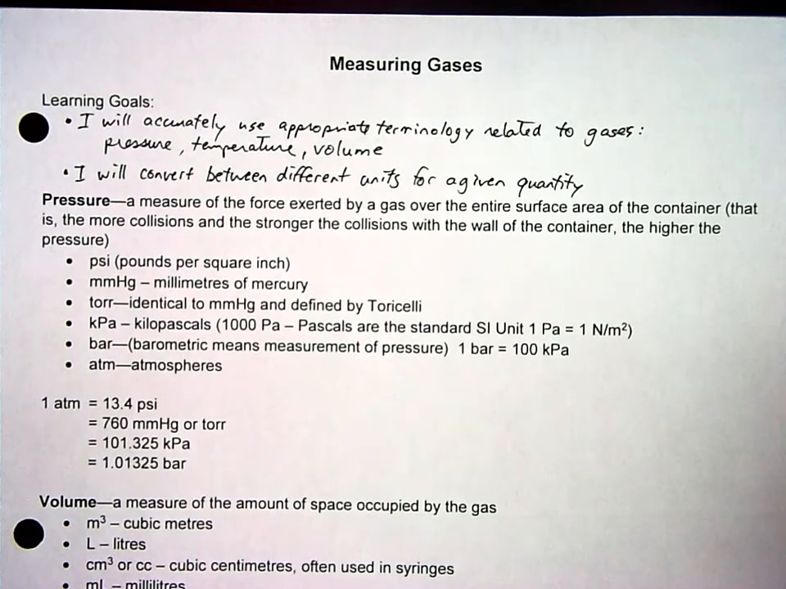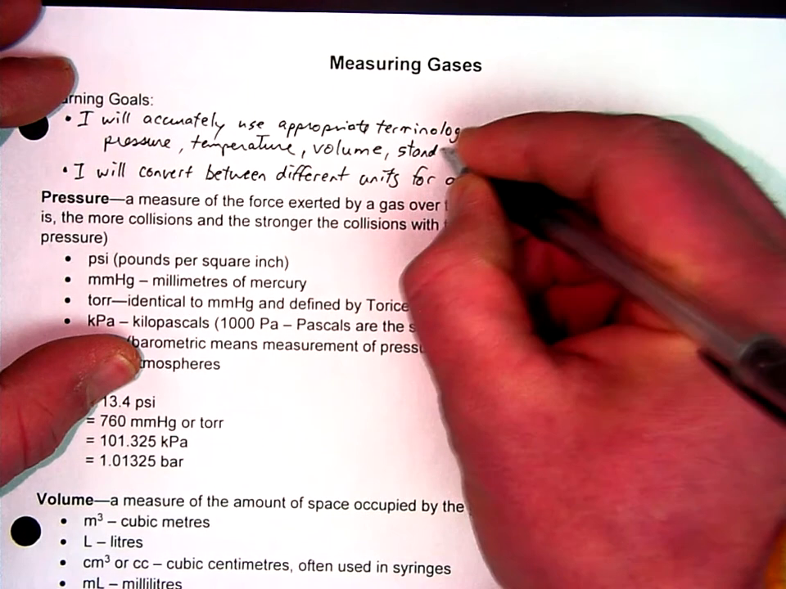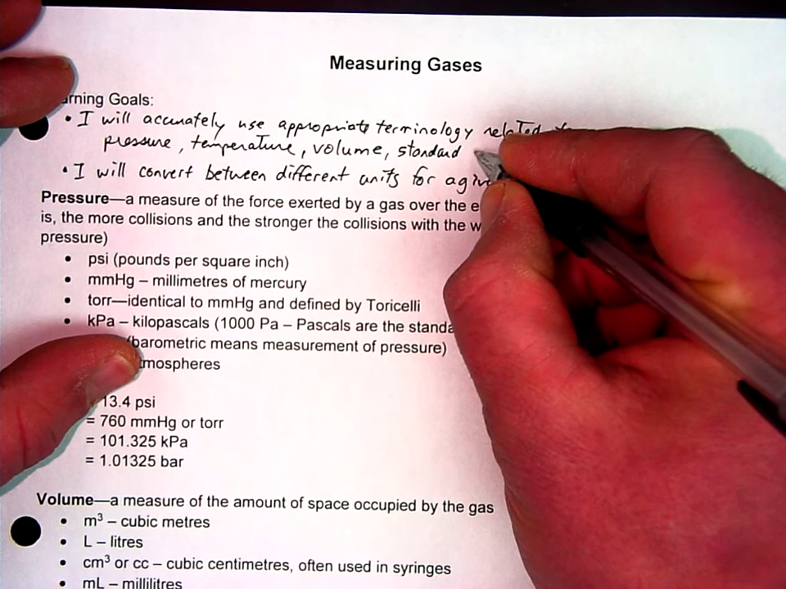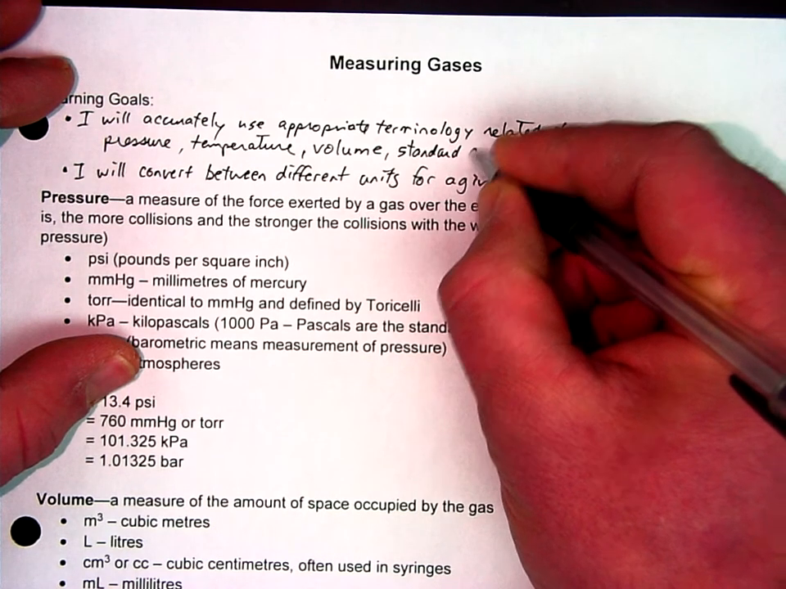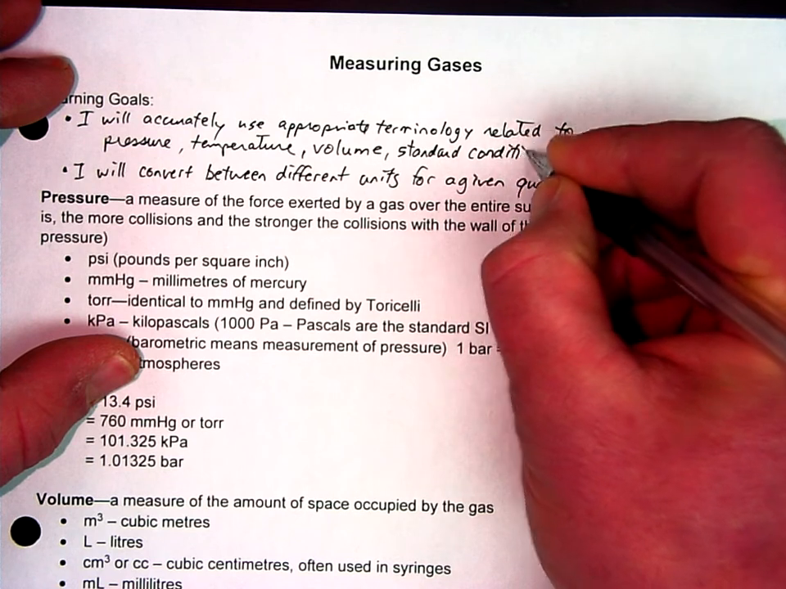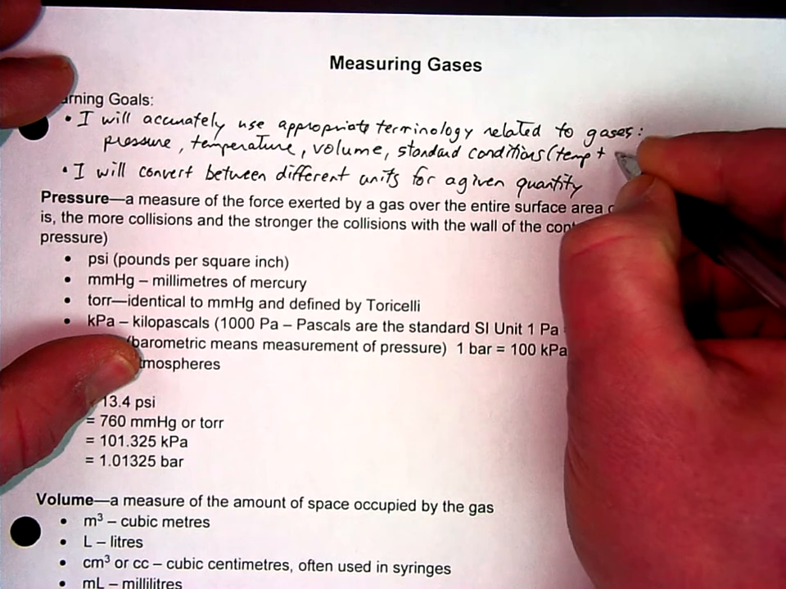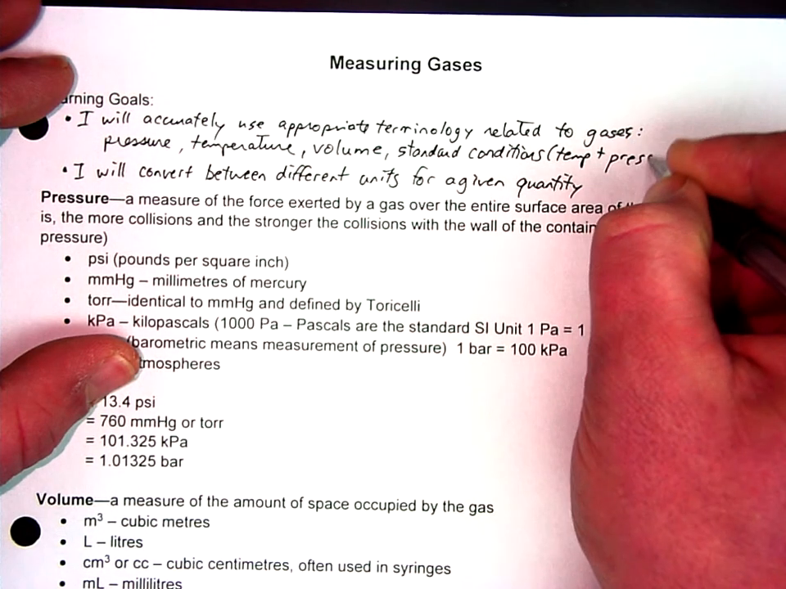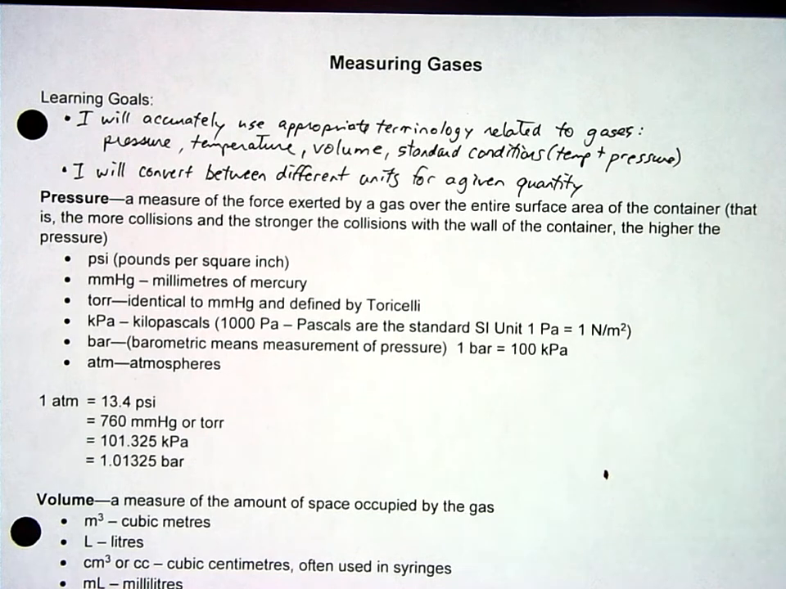We'll also look at standard conditions, temperature and pressure. And also we'll learn how to convert between different units of a given quantity. Okay, so different units for, say, pressure or volume or temperature.